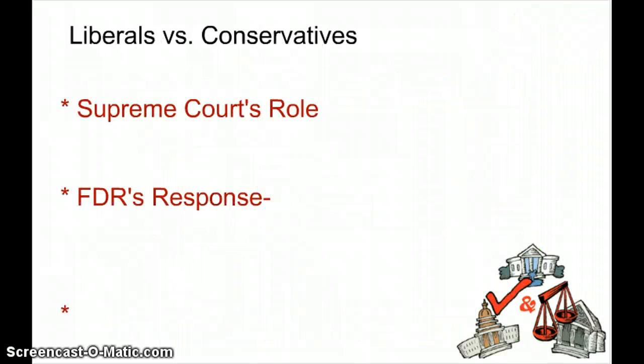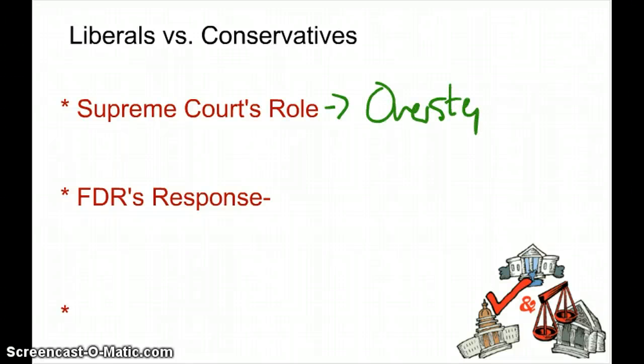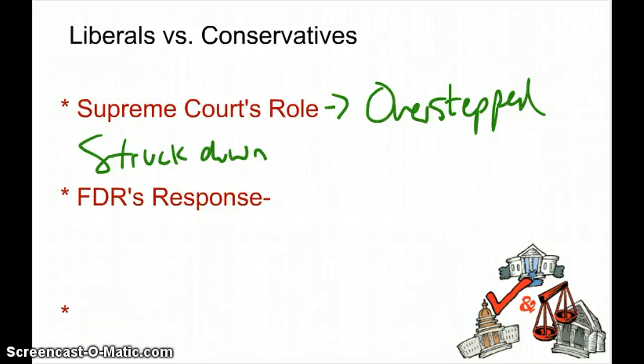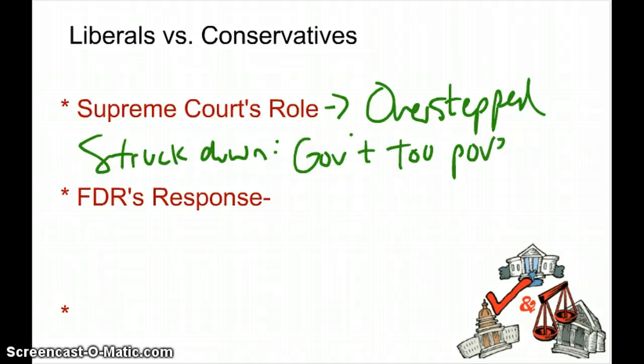Now, the Supreme Court's role in this whole thing, the Supreme Court was not a huge fan of FDR. They felt that he really overstepped his boundaries. So a lot of the things, and we're going to look at exactly which policies were put into play, but they struck down a lot of New Deal legislation. Why? Because the government, they felt, was becoming too powerful. In particular, the executive branch.